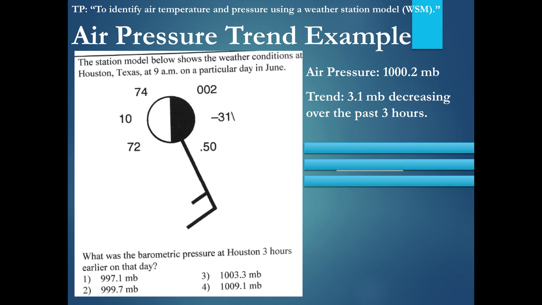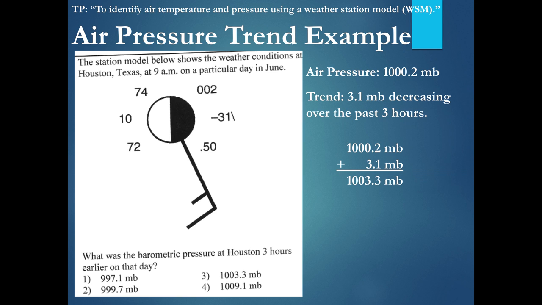So if it's been decreasing over the past 3 hours, that means that 3 hours ago, in the past, we had a higher pressure. So we take 1,000.2 millibars. In order for it to be a higher pressure, we have to add the trend. All right, so it's been decreasing over the past 3 hours. So once again, 3 hours ago, it was a higher pressure. We get an answer of 1,003.3 millibars, which would be choice number 3 on this Regents question.